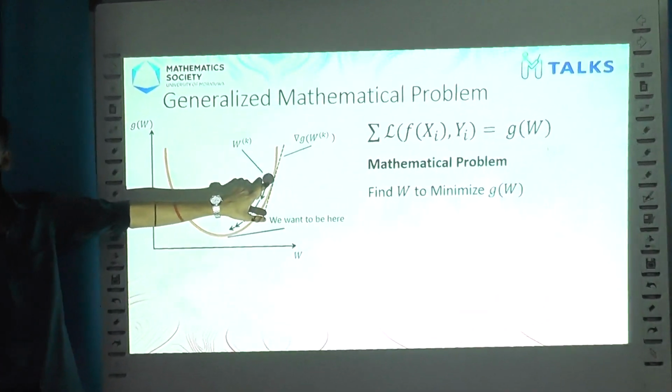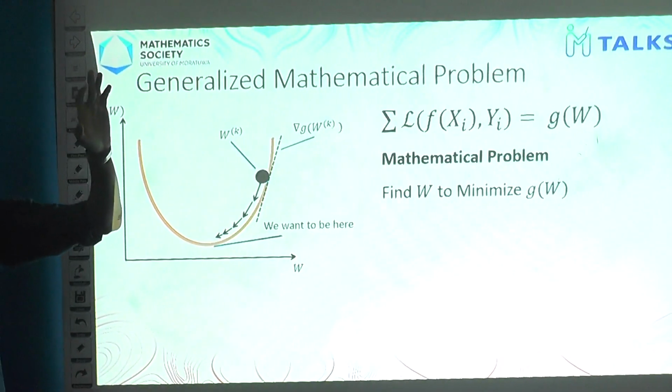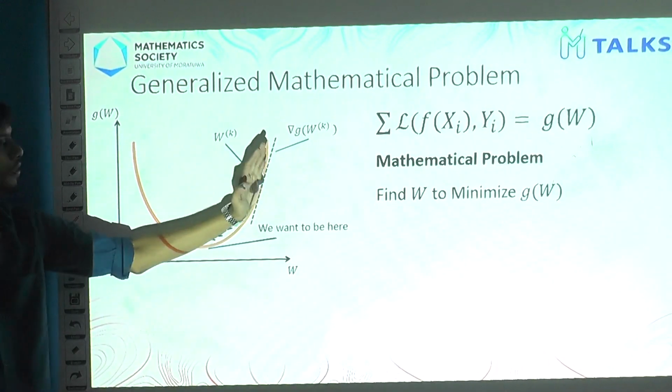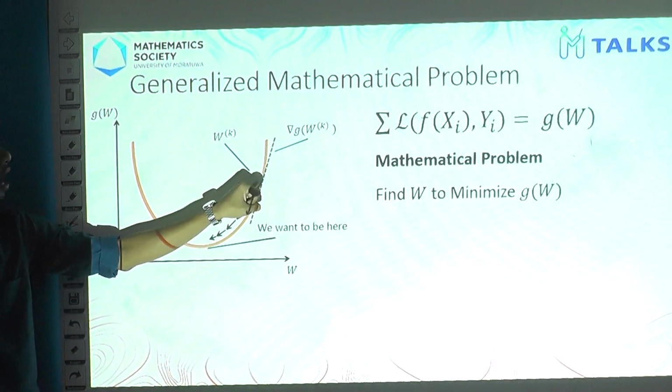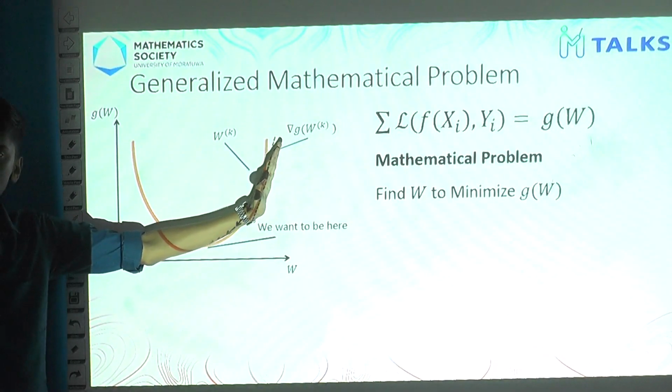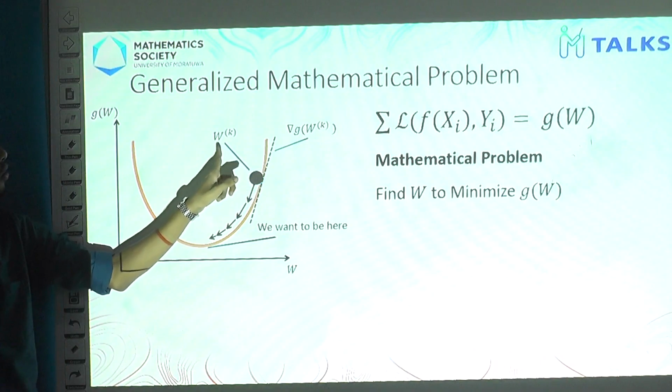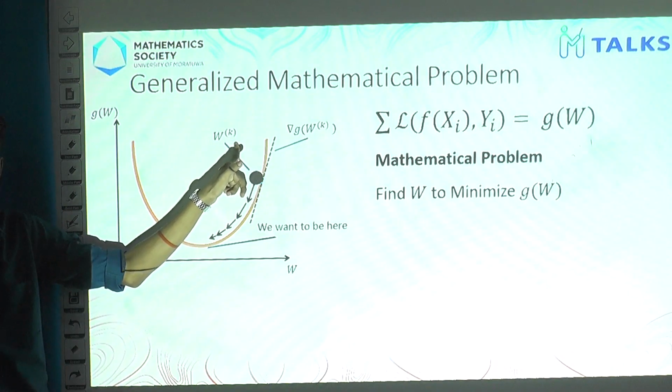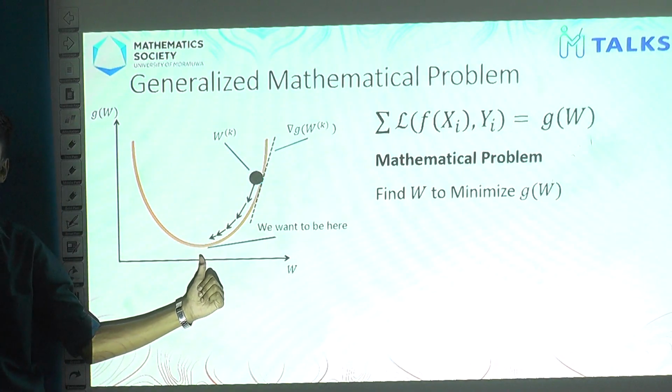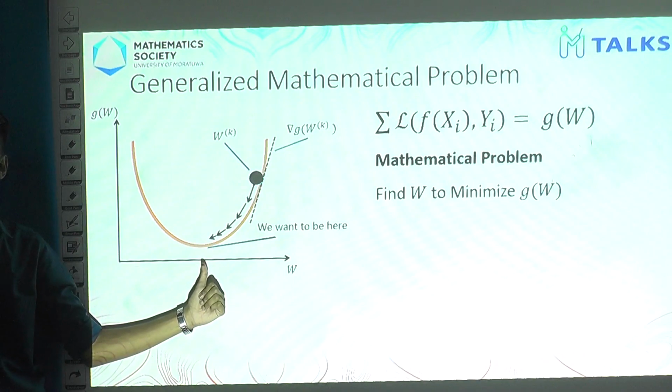Positive or negative? Positive. Yeah, positive. So now I ask the question: the gradient is positive here. Do I need to increase or decrease this w to get here? Increase or decrease? Decrease.